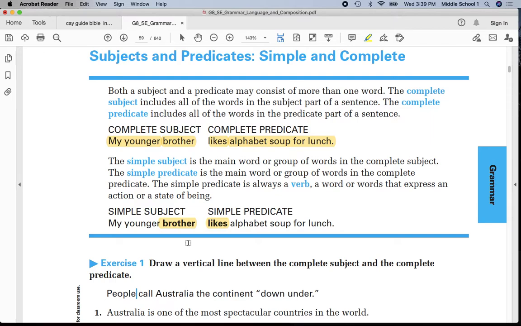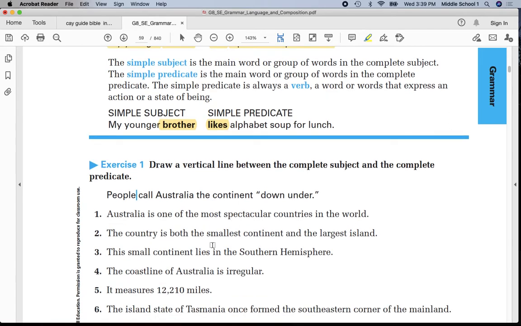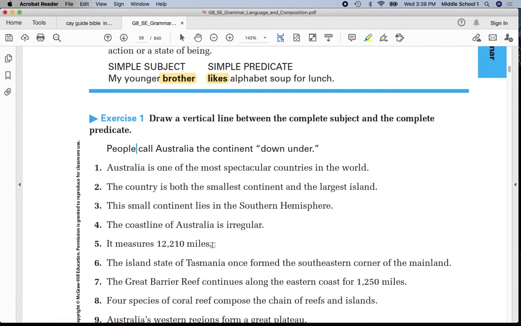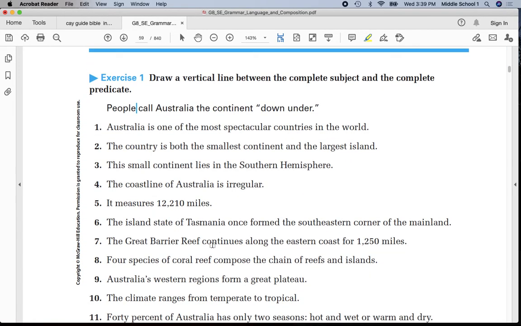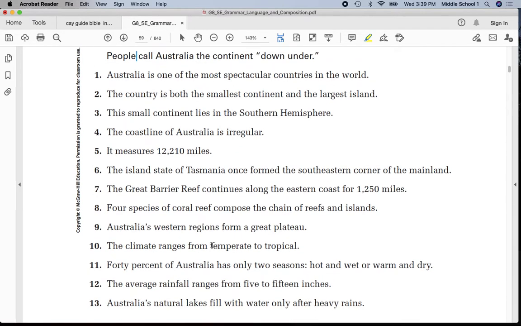Once again, I have two takeaways. How do I divide my sentence? How do I separate my sentence between the complete subject and the complete predicate? And then, two, after I've separated it, what is the simple subject and what is the simple predicate? So when I look at these sentences down below, I should be able to read through them and to establish the difference between the subject and the predicate.